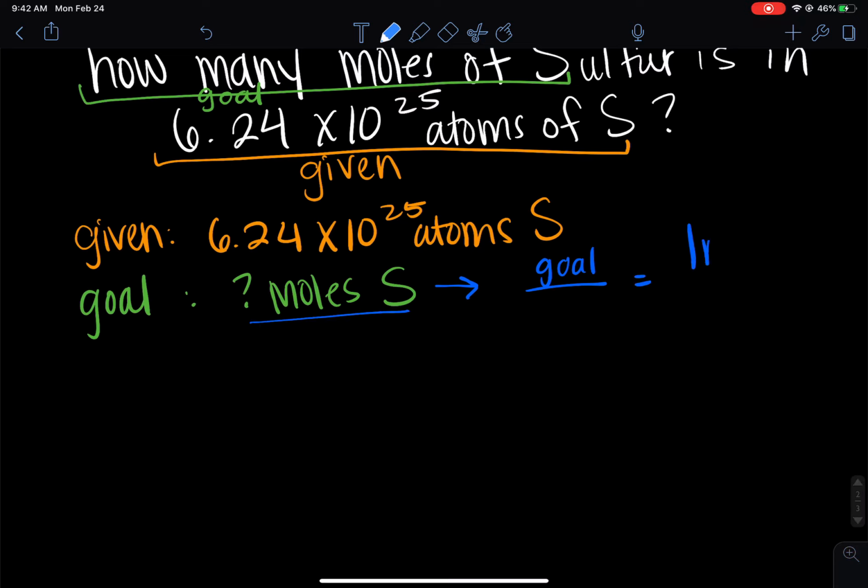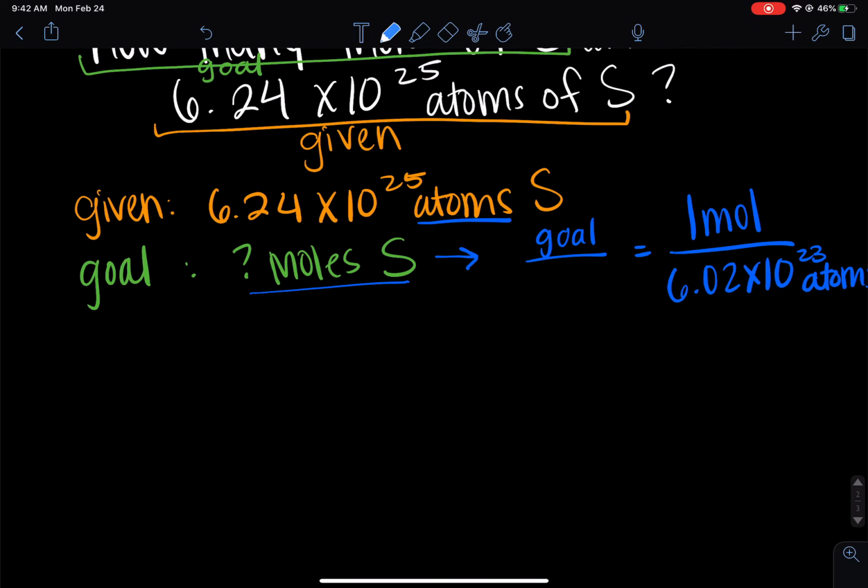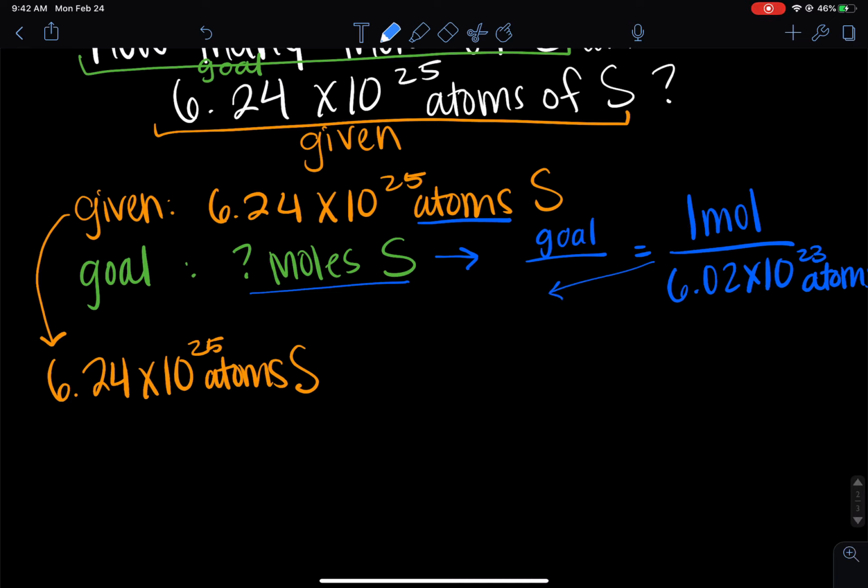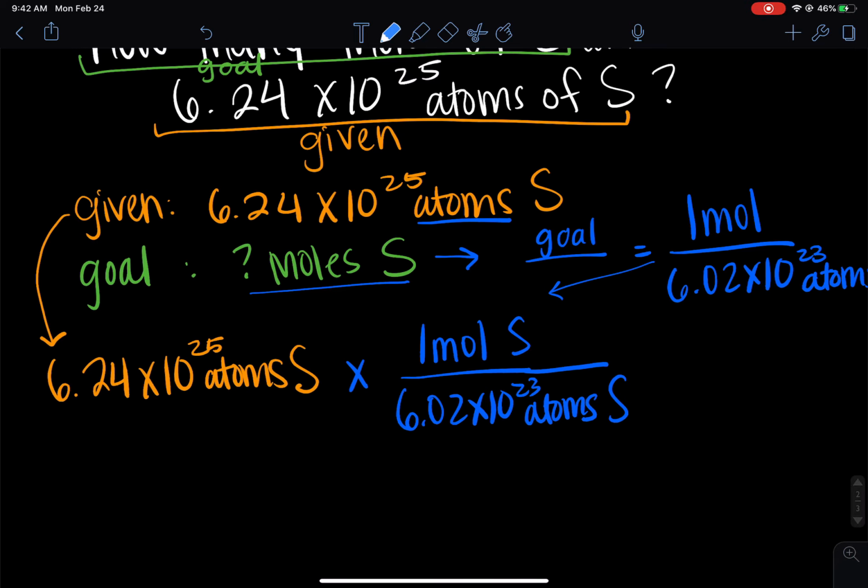So we are going to say 1 mole over 6.02 times 10 to the 23rd, in this case, atoms. Okay, so once we have that, we can start our problem. We're always going to start with what we're given. So we'll start with 6.24 times 10 to the 25th atoms of sulfur, and we're going to use our conversion factor to get to the goal. So our conversion factor is times 1 mole over 6.02 times 10 to the 23rd atoms. This is sulfur, so it's going to be mole of sulfur and atoms of sulfur.